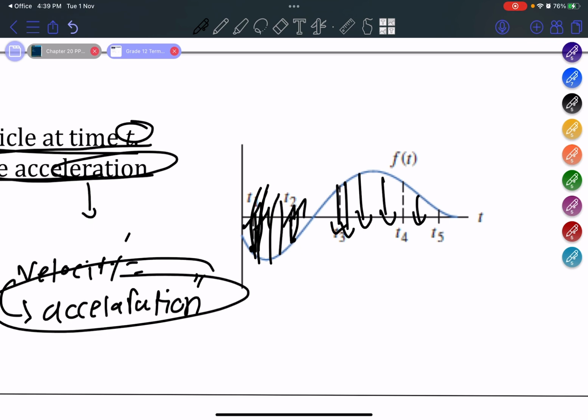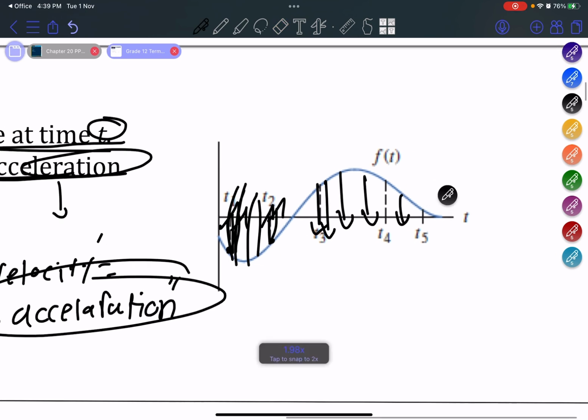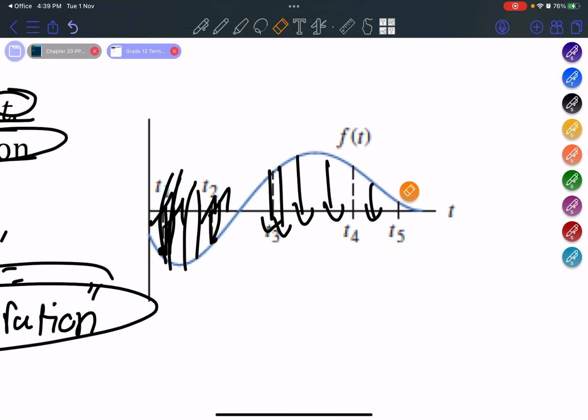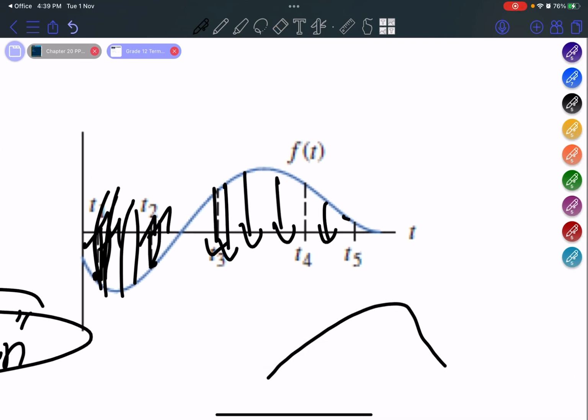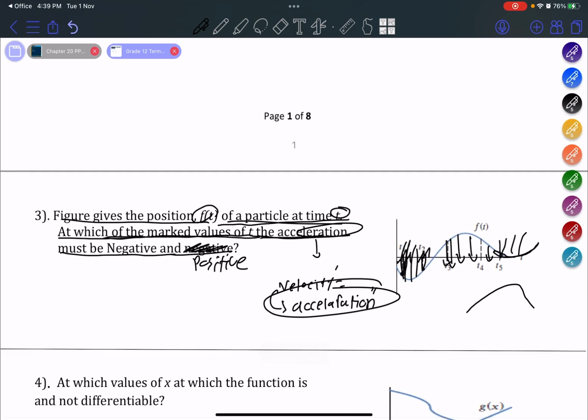Okay, what about t5? For t5, some students may make a mistake and say that it's decreasing, right? It's like this and it's decreasing. Here's t5. But no, you're actually wrong. It's actually concaving up. Why? It's because the natural behavior of this function will actually increase after then. It will go like this. So t5 shall be increasing, or concaving up.